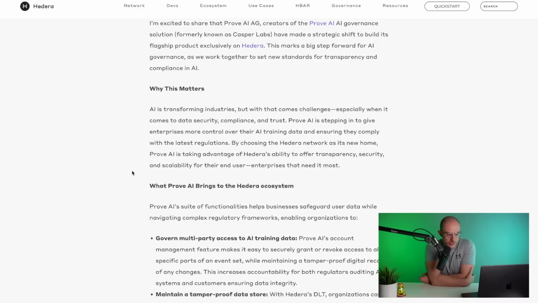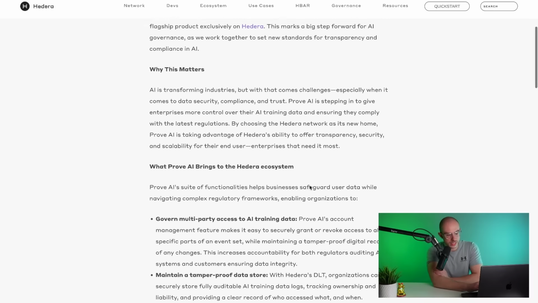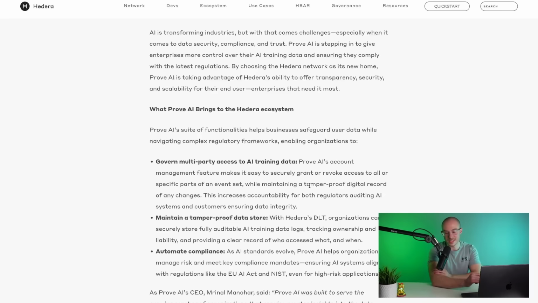Compliance and trust. Proof AI is stepping in to give enterprises more control over their AI training data and ensuring they comply with the latest regulations. By choosing the Hedera network as the new home, Proof AI is taking advantage of Hedera's ability to offer transparency, security, and scalability for their end users, enterprises that need it the most. And Hedera is the enterprise blockchain, enterprise DAG, enterprise distributed ledger, in my opinion.